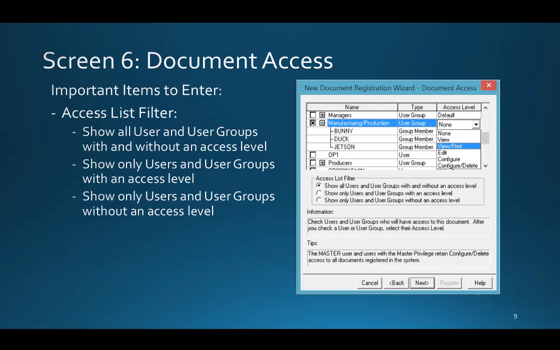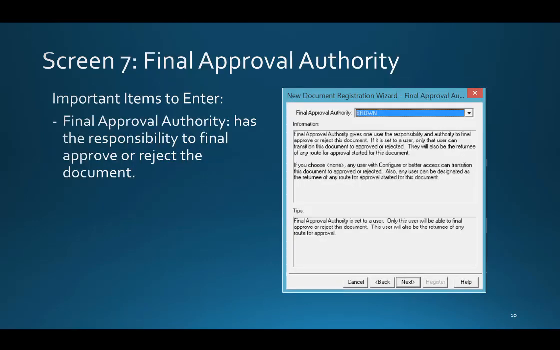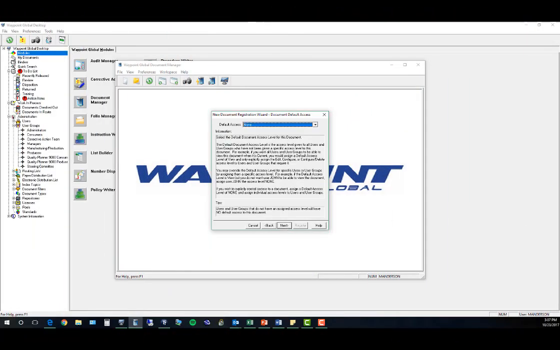View Print, you're able to view and print the document from desktop. Edit, you can view and print the document from desktop, and you can make changes to the document revision by checking it in and out through the Document Manager. The Configure access can do all of the previously mentioned, as well as change document information in the document workspace through Document Manager. The last one is Configure Delete, which does all of it mentioned, but you can also actually delete the file. For this example, we are going to select View as our default access and select Next.